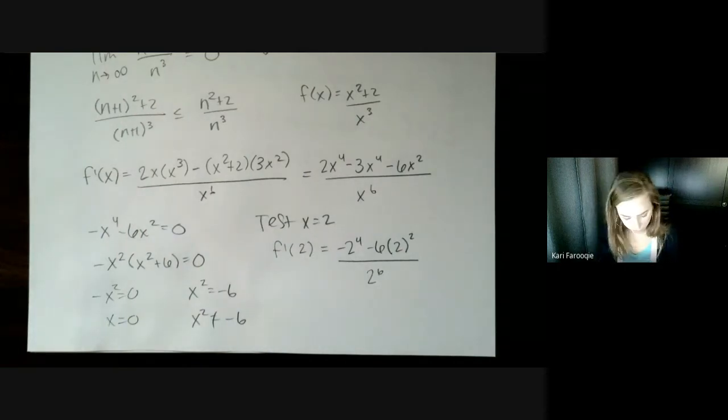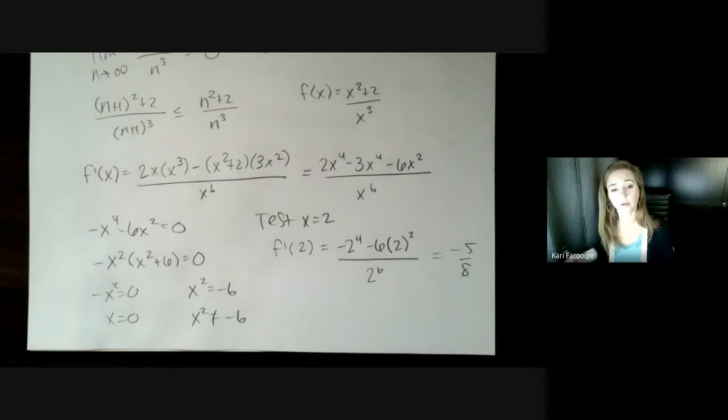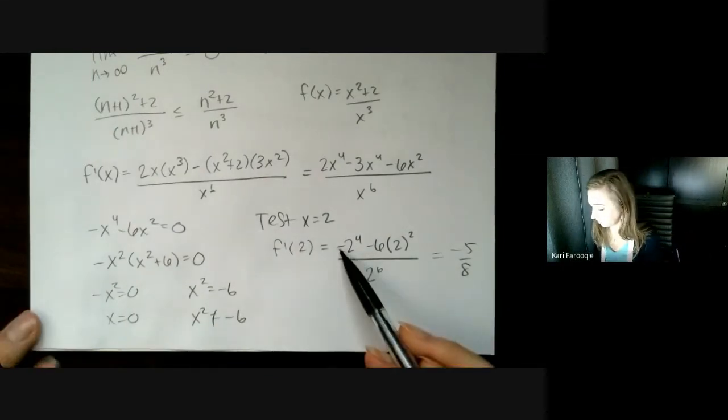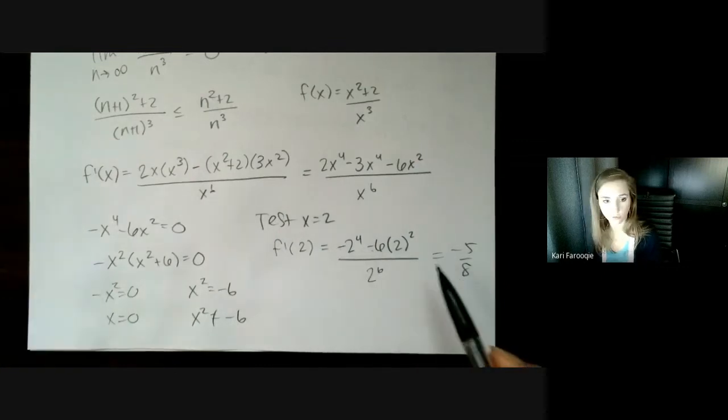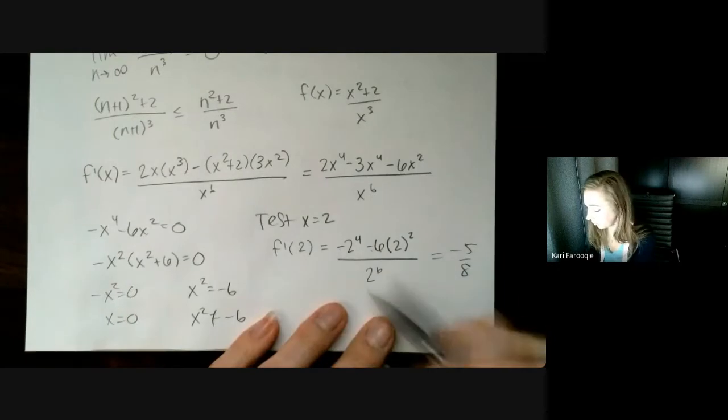All right, negative 2 to the fourth minus 6 times 2 squared divided by 2 to the 6th. You're going to get a negative number. The number you get is negative 5/8. It does not matter what number you get, it just matters that it's negative. So this is negative 16 and then minus 24. It's going to be negative no matter what you do, divided by a positive.